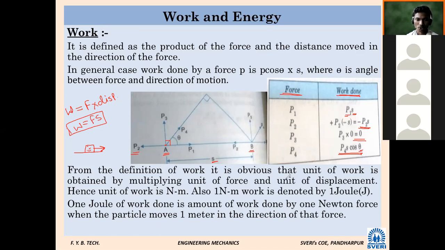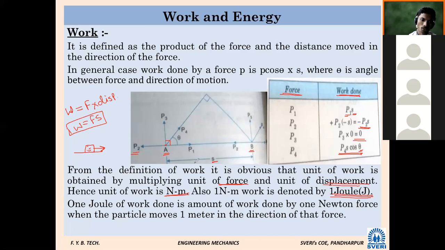It is obvious that the unit of work will be the multiplication of the unit of force and the unit of displacement. Hence the unit of work is Newton meter. Also, 1 Newton meter of work done is nothing but 1 joule. You might be knowing this, 1 joule.